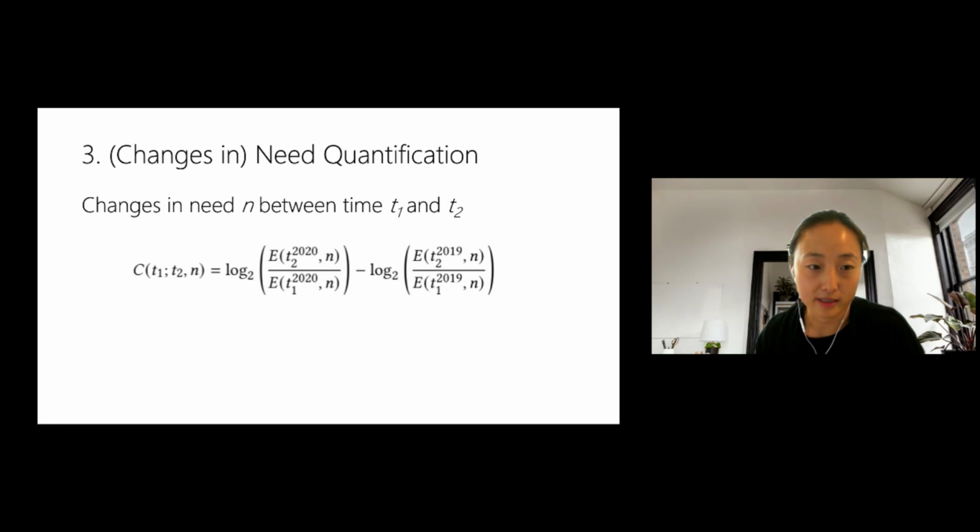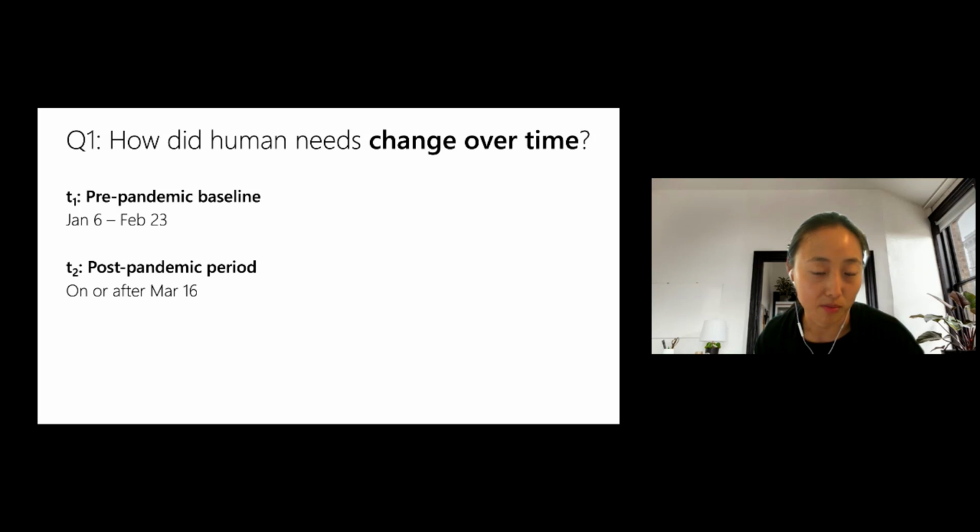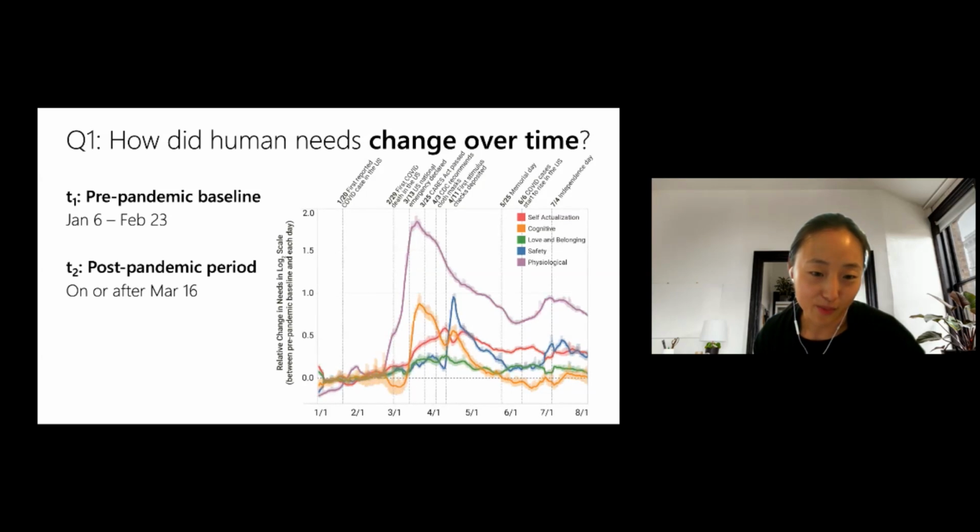Using this approach, we first asked, how did human needs change over time? We took the average daily needs during the period between January 6 to February 23 as the pre-pandemic baseline, and dates on or after March 16th to be post-pandemic period. Then we computed daily relative changes in needs, which you can see on the y-axis here, across all days in our data set, which you can see on the x-axis.